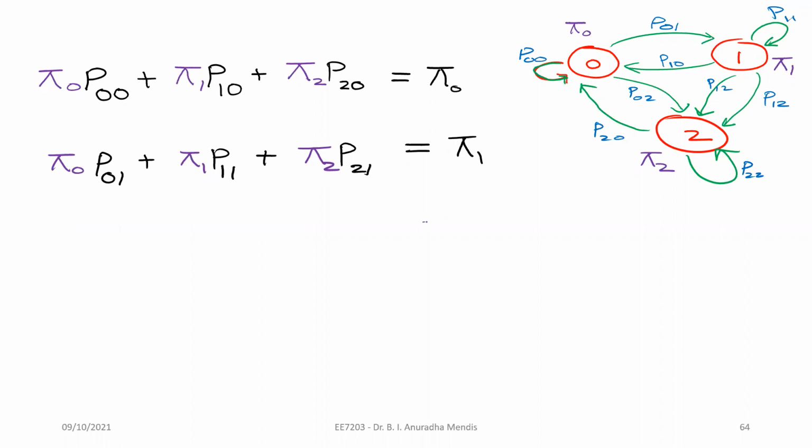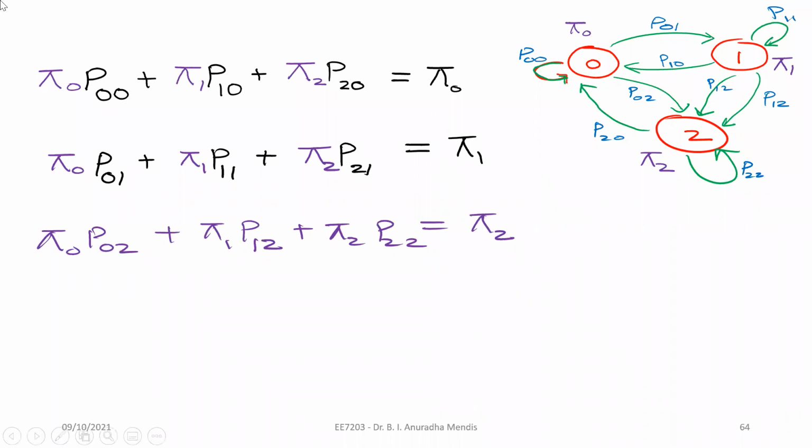In the same way, you can write phi 2 very easily: phi naught P02, phi 1 P12, phi 2 P22. Now there are three unknowns. What you have to find? Phi naught, phi 1 and phi 2. Three unknowns and three equations. So then we can find a solution. What you have to do is solve this simultaneous equation.